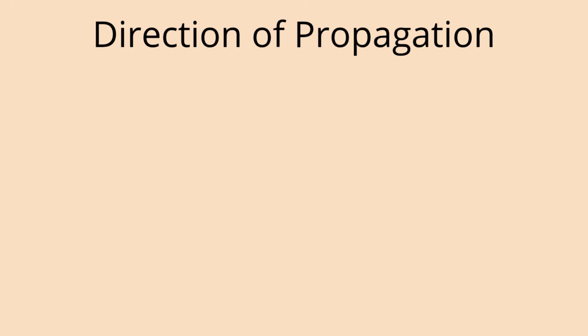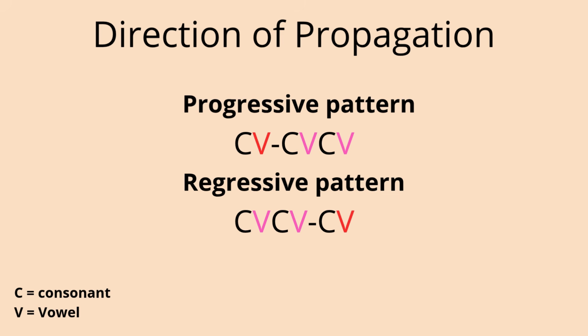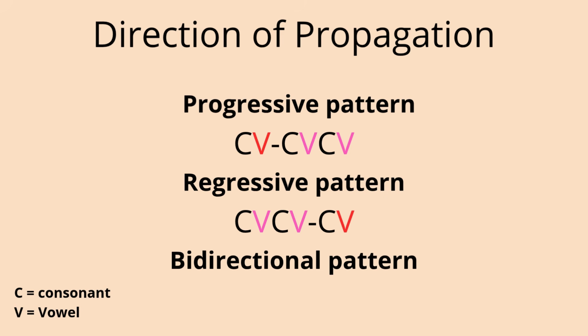Harmony can spread in different ways. In the progressive pattern, the root vowel influences the vowel of the suffixes that follow it. This is the most common case, like in Turkish or Finnish. The regressive pattern is less frequent. A suffix vowel can influence the root vowels. And finally, the bidirectional pattern. In rare cases, harmony can spread in both directions.